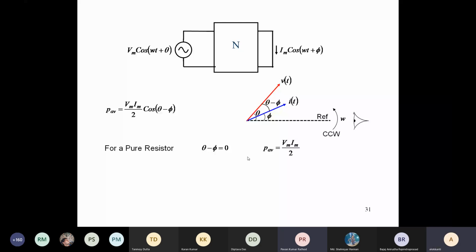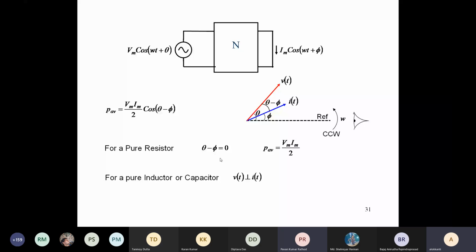Now, suppose you are using a pure inductor or a pure capacitor. The average power is zero. So what happens? In a pure inductor or capacitor, the voltage and the current phasors are orthogonal. They are perpendicular to each other.